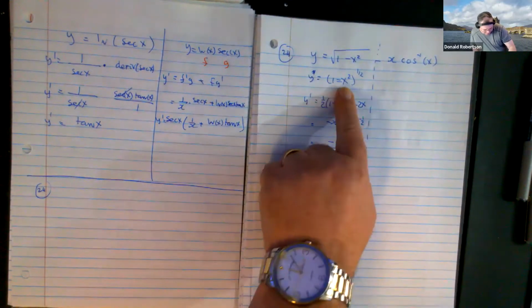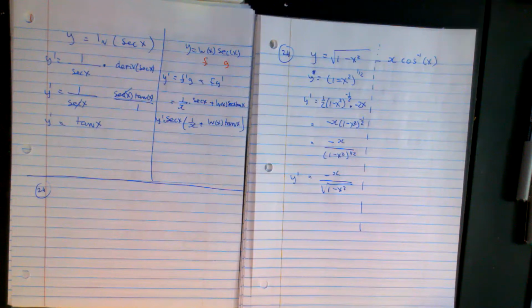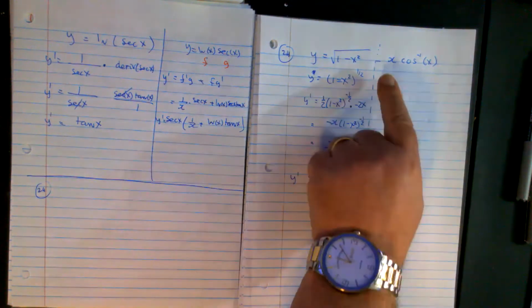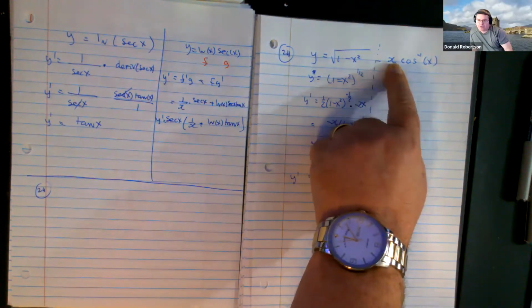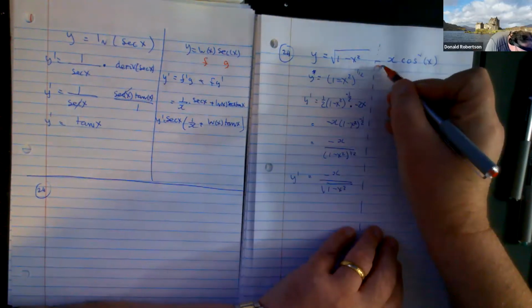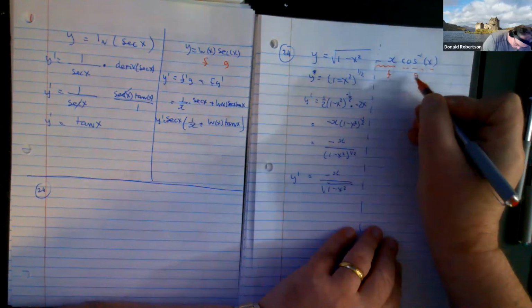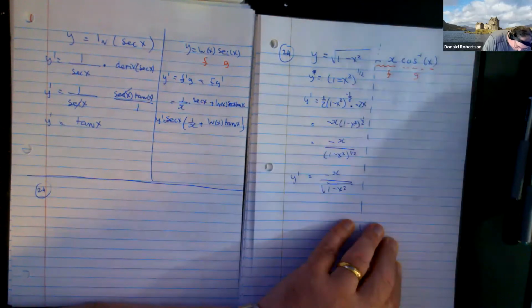Are you happy about the chain rule and then the tidying up afterwards? Are we following each line? Yeah. Okay. Now, that minus there, I'm going to give it to the X, and that's just going to make it easier to keep track of the signs. So this is a F times G situation. So I know that this is going to be a product rule.